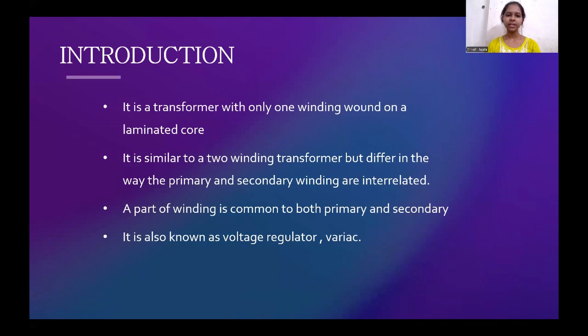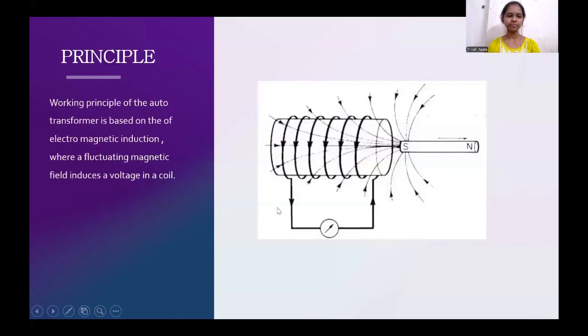Here, a general transformer contains two windings wound around the core, but in this auto transformer, there is only one winding, and the same portion of winding is used for the primary and the secondary winding, and it is common for both. So, it is also known as voltage regulator or variac, as it helps to regulate the voltage when it is needed.